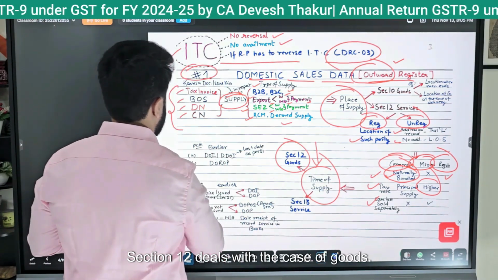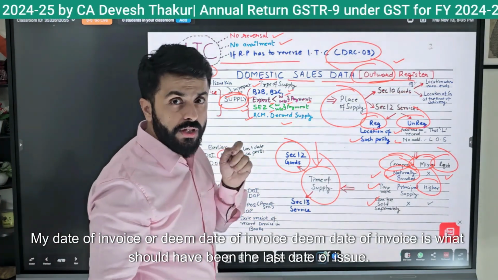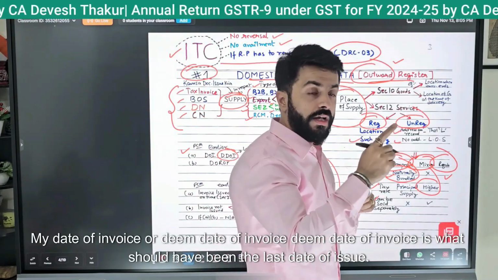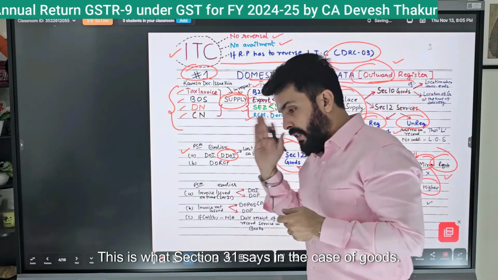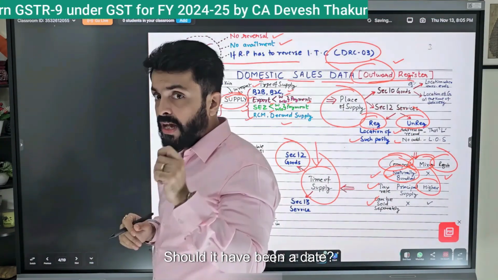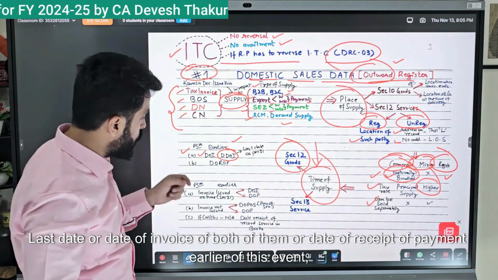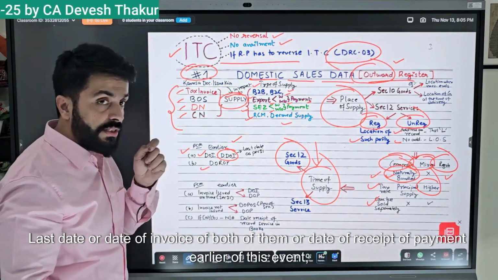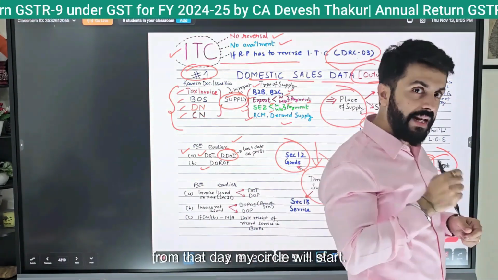Section 12 deals with the case of goods. My date of invoice or deemed date of invoice is the last date by which the invoice should have been issued. This is what section 31 says in the case of goods. The last date or date of invoice, or date of receipt of payment, whichever event happens first, from that day my liability will start.